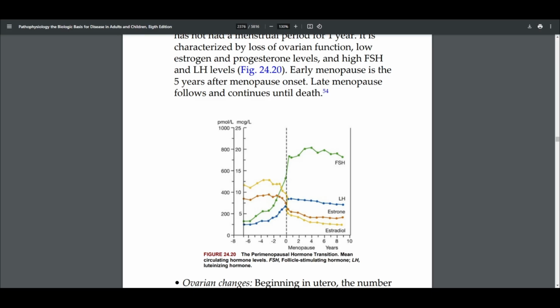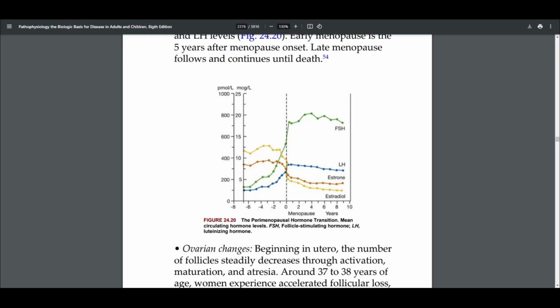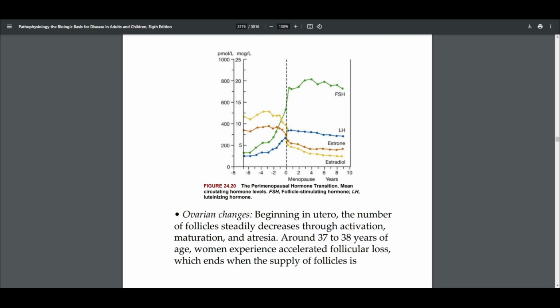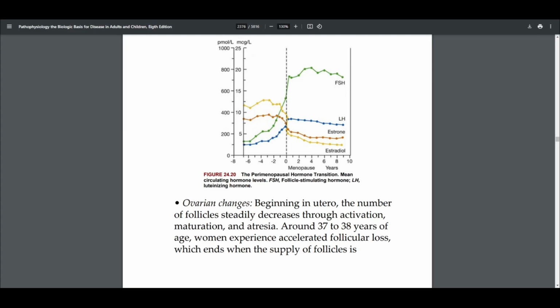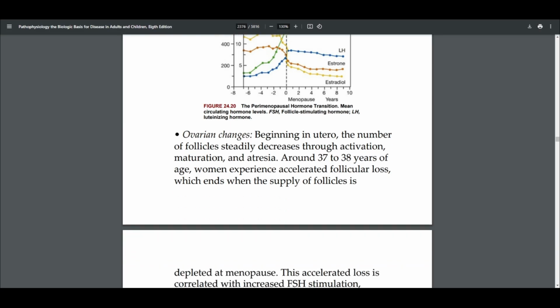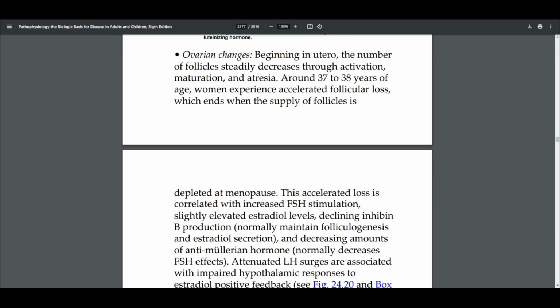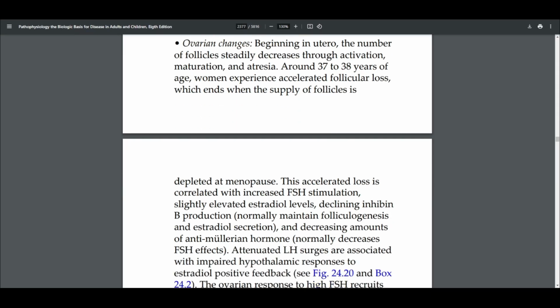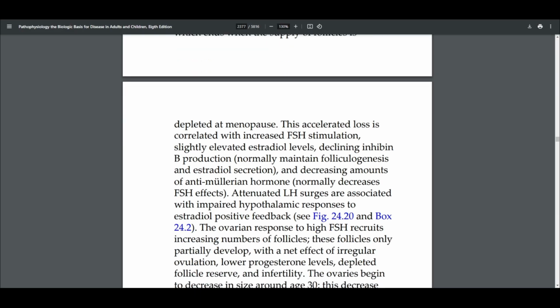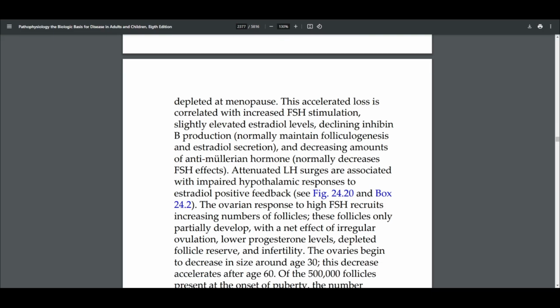So here you're taking a look at a hormonal chart and how it changes during menopause. Ovarian changes beginning in utero. The number of follicles steadily decrease through activation, maturation, and atresia. Around 37 to 38 years of age, women experience accelerated follicular loss, which ends when the supply of follicles is depleted at menopause. This accelerated loss is correlated with increased FSH stimulation, slightly elevated estradiol levels, declining inhibin B production, and decreasing amounts of anti-Müllerian hormone.